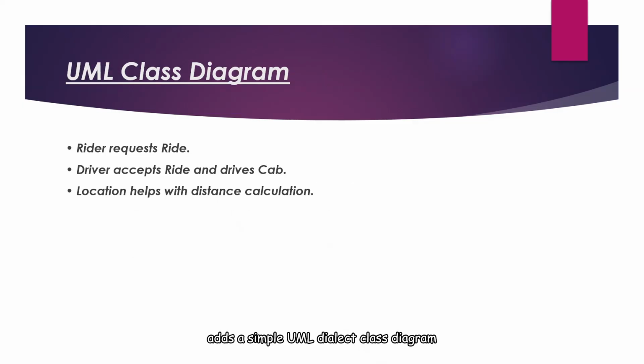Lastly, here's a simple UML class diagram that summarizes what we have discussed today. The rider requests a ride which is accepted by a driver. The cab is linked to the driver and location is used for distance calculations between the rider and the driver. This diagram helps visualize the system architecture and gives us a blueprint to build our system further. I encourage you to refer to this diagram as you extend your designs and implement additional features.